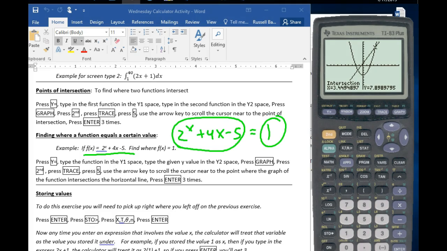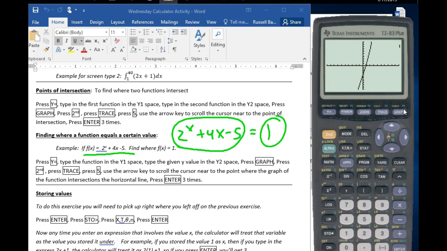It says press y equals, then type in the function in the y1 space and the y value in the y2 space. So I'm going to type this into the y1 space and this into the y2 space. It doesn't matter if you type the function in y2 and the value in y1, just so long as you type them in separate spots, you'll be good. So there's my function, and I want to find when it equals 1, so I'm going to put 1 in the y2 space. And then I'm going to push graph.